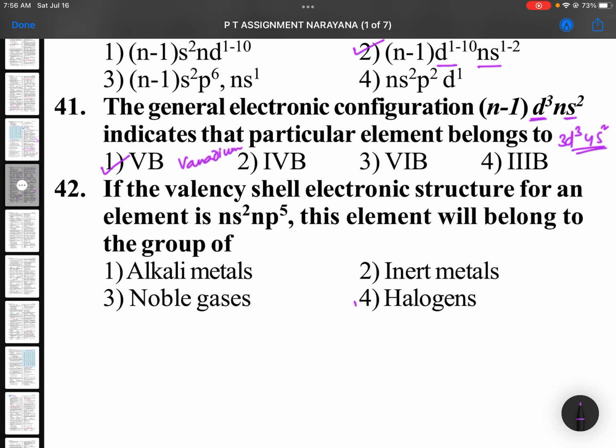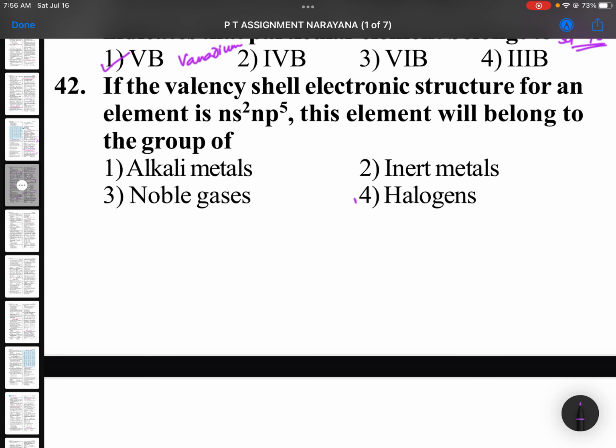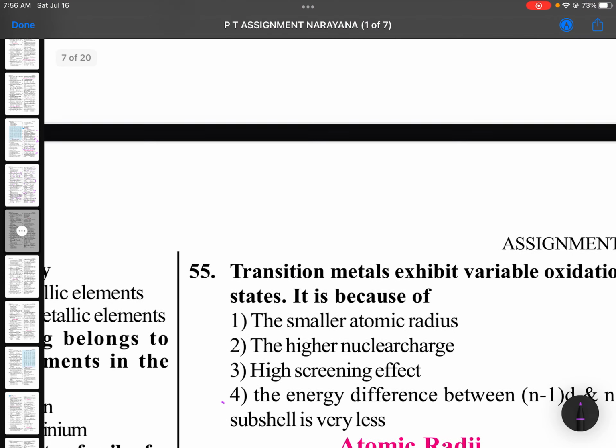If the valence electron structure for an element is ns2np5, this element will belong to the group of halogens. For inert gases it is ns2np6, for alkali metals it is ns1. Inert gases you mentioned, ns2np6. Okay, so no need to mention inert metals.